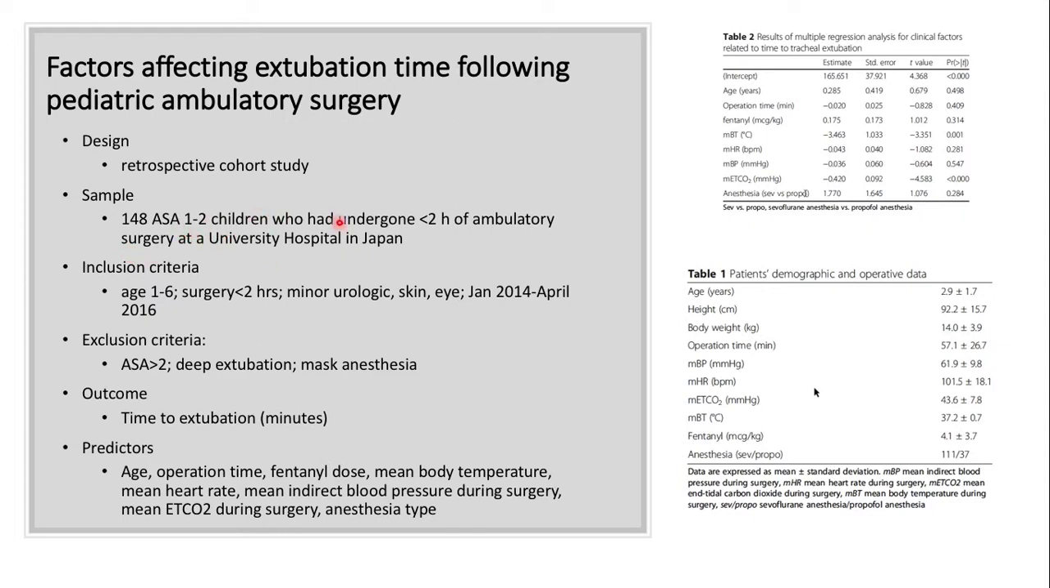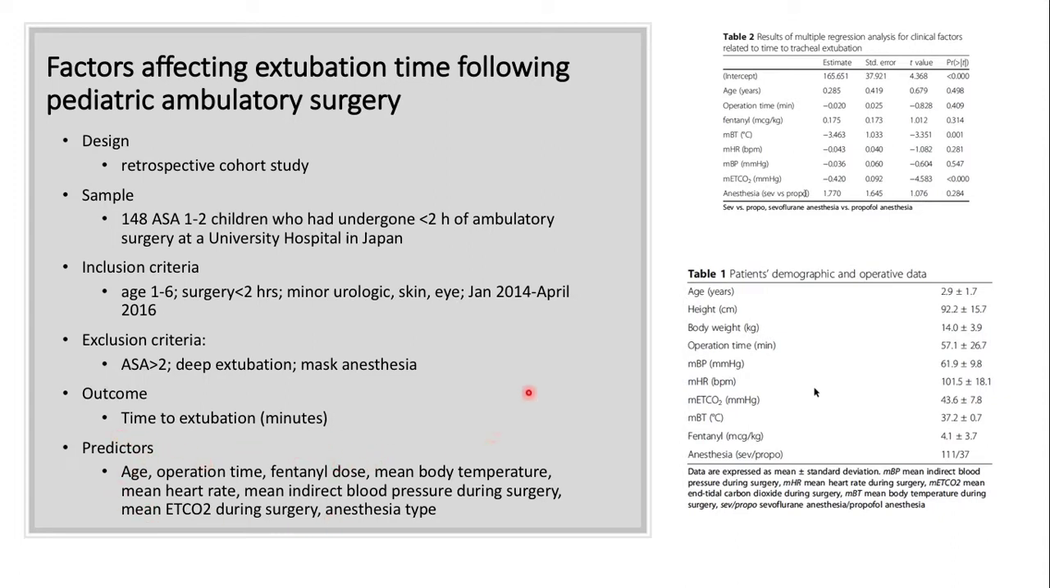So these are ASA 1 and 2 children who had surgery of less than 2 hours at a university hospital in Japan. You can look at their inclusion and exclusion criteria, which helps tighten up the sample. You got to think about, would this be applicable at your institution? Exclusion criteria is helping get rid of those things that might bias the results. They're only interested in extubation times, so mask anesthesia would not be applicable, nor would deep extubation. And they wanted to get rid of sick kiddos that could cause some confounding or bias in their results. And that was their outcome.